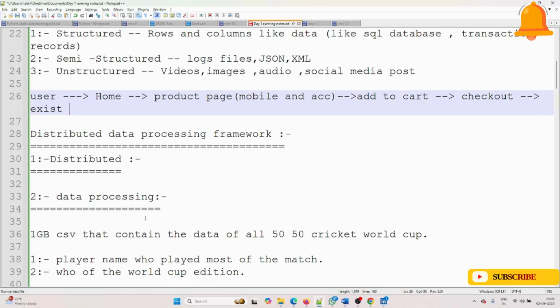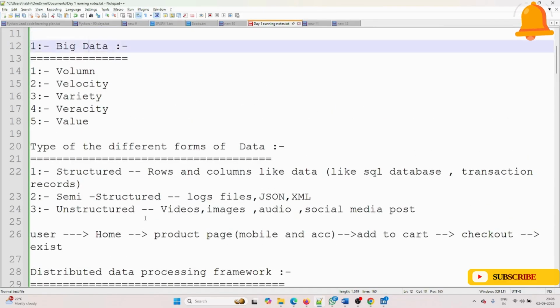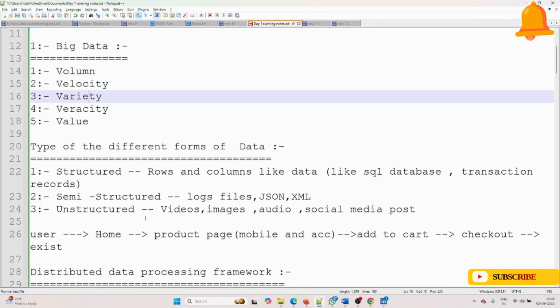Okay, so that is the thing. Why does it matter? Handling multiple data formats helps organizations gain a 360 view of the customer and process on it.